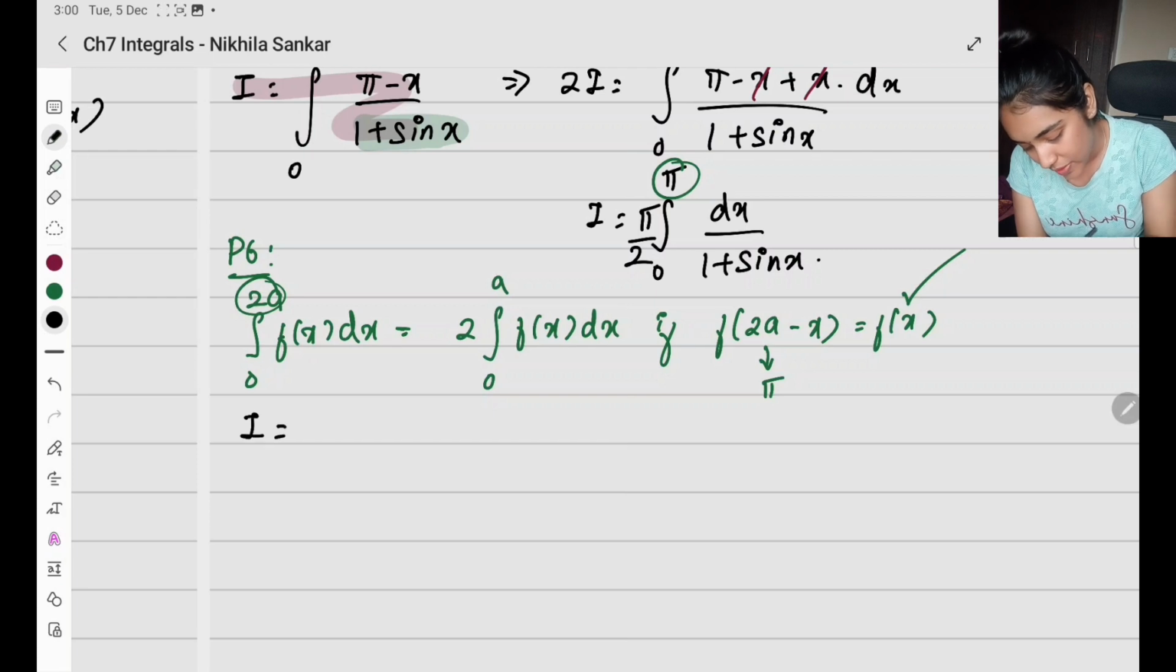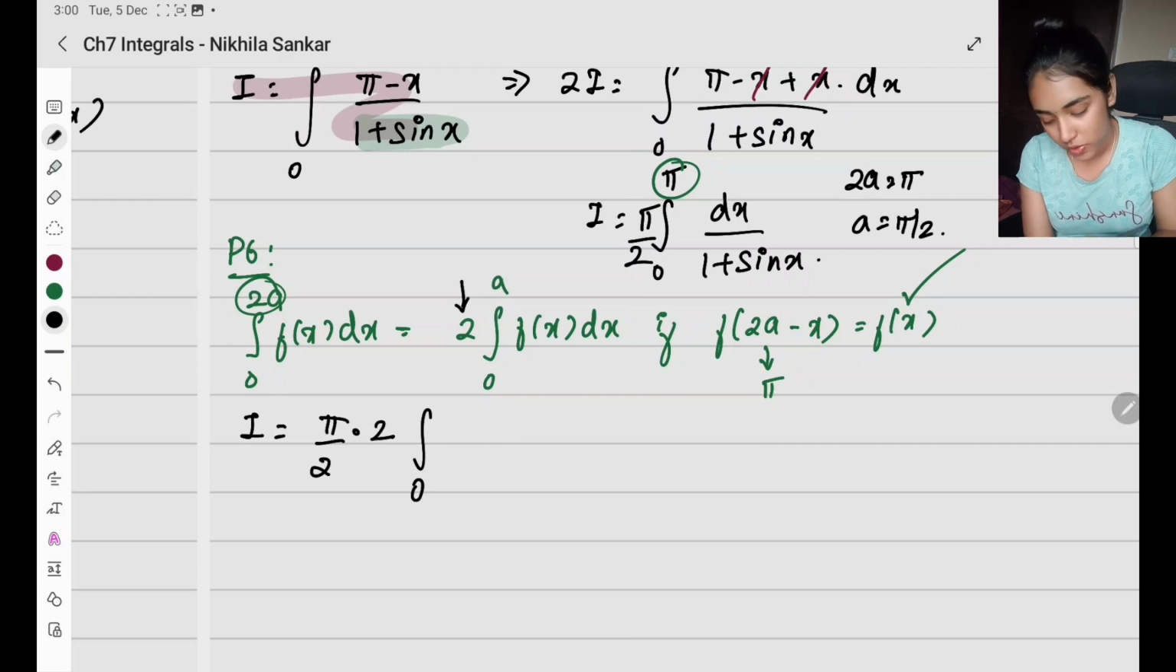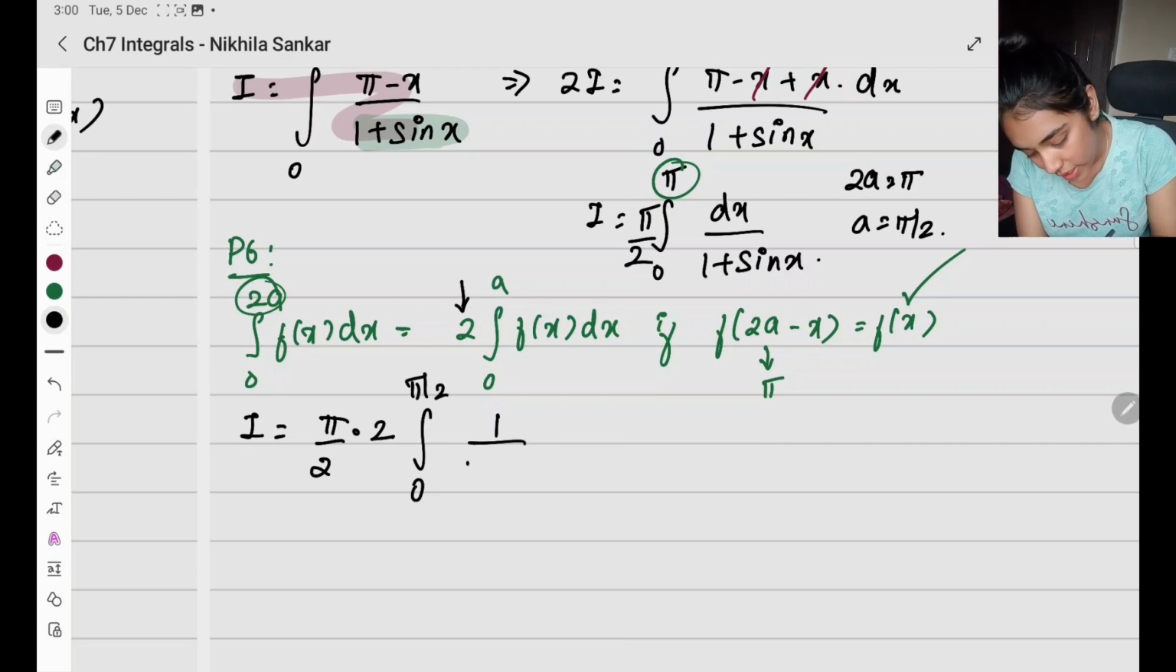So my I now becomes pi by 2 times 2 times integral of 0 to a. If my value of 2a equals pi, my value of a is going to be pi divided by 2. Okay, so pi by 2, 1 divided by 1 plus sine x times dx.